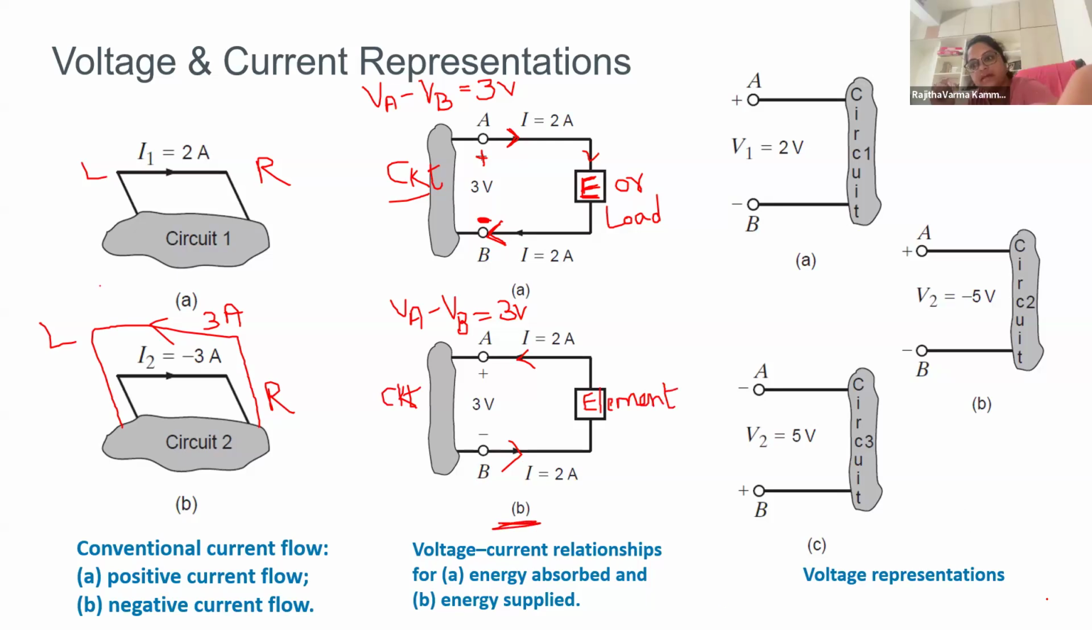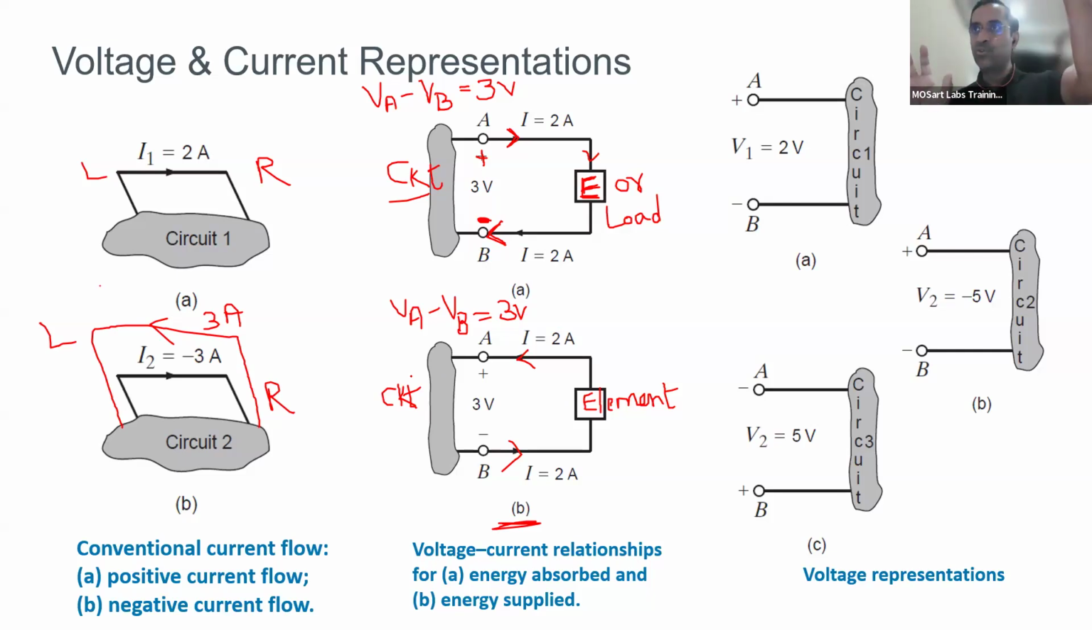Yes, the element. VA minus VB is 3 volt. This is 3 volt only. There is no confusion. It is just that the element is now supplying energy to the circuit. So the element is your good battery, and the circuit is your bad, weak battery. On the top case, the element is your weak battery and the circuit is a good battery, because the good battery is now supplying current into E.